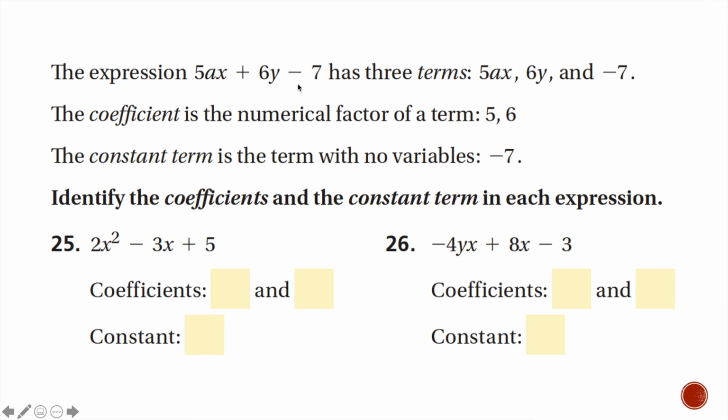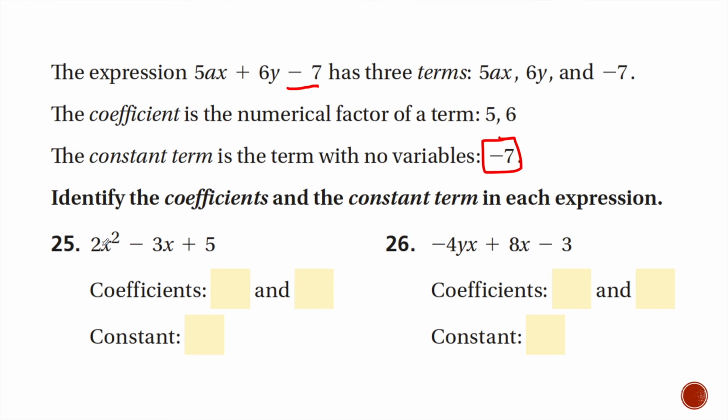In other words, the constant term is the term that is by itself completely. It's -7. But notice, in the problem, we would not read that as a -7. You would say that that's 5ax plus 6y minus 7. But the constant always accepts the sign, and so does the coefficient. The coefficient will always accept the sign. In this case, the 5 is positive and the 6 is positive. So we have a +5 and a +6.